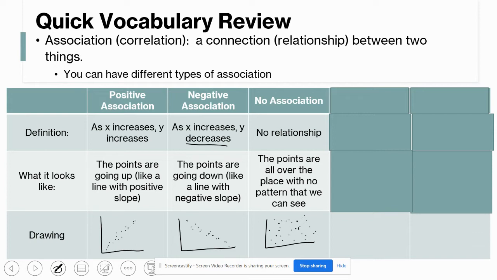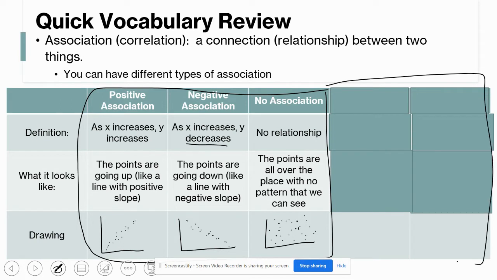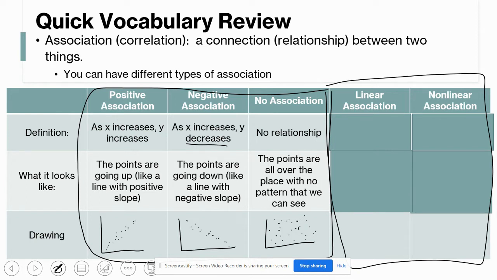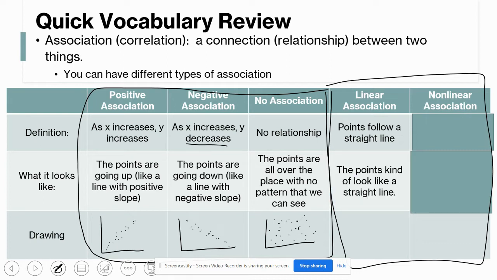All right, and then as you guys know, there's another set of associations. So these three go together, and you don't have to draw a box around them. And then we have two more that we use to identify. The first one is linear association, and then we have nonlinear association. So the definition of linear association is points that follow a straight line. And what does that look like? It just looks like the points kind of look like a straight line. So it could be going up, it could be going down, but they're straight.